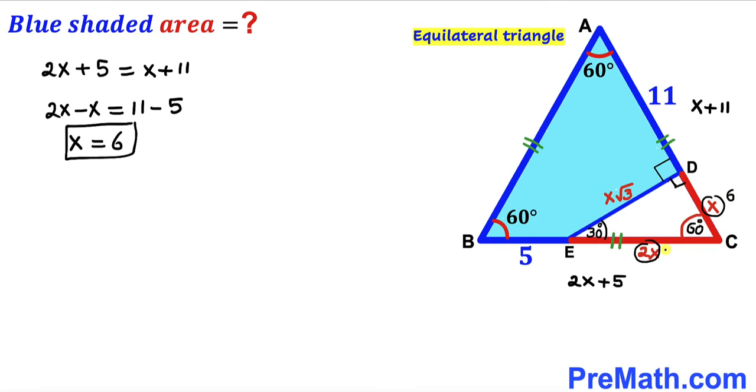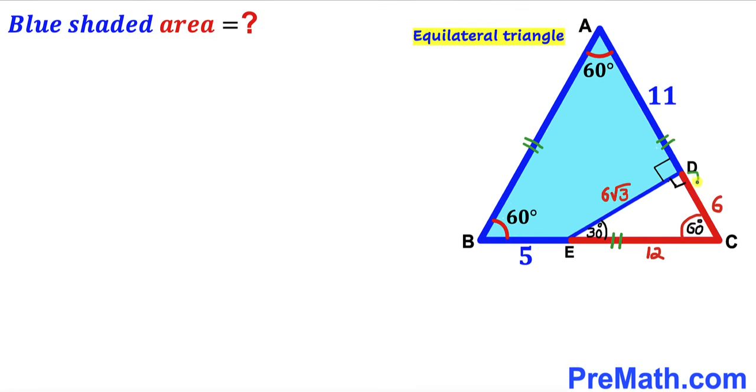This 2x means 2 times 6 is going to give us 12 units, and likewise this side x times square root of 3 is going to become 6 times the square root of 3. So thus once again, this CD length turns out to be 6, this EC length is 12, and this ED length is 6 times square root of 3. And now let's make an observation.